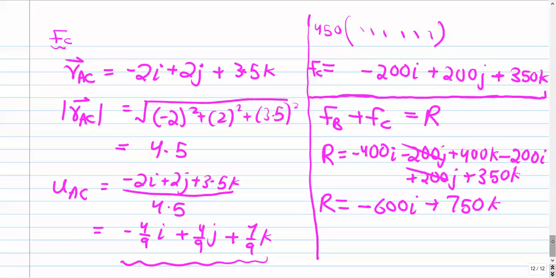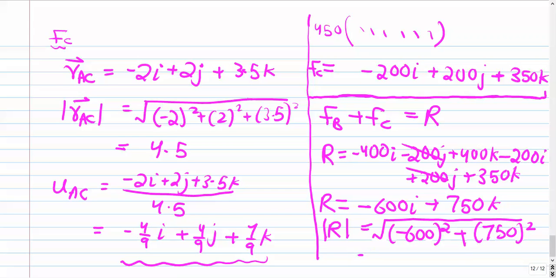So this is the Cartesian form of the resultant vector, and we can find the magnitude of the resultant vector by using the magnitude formula, which is the square root of the sum of the squares of each component. And we end up with 960.5 newtons. So this is our magnitude for the resultant force.